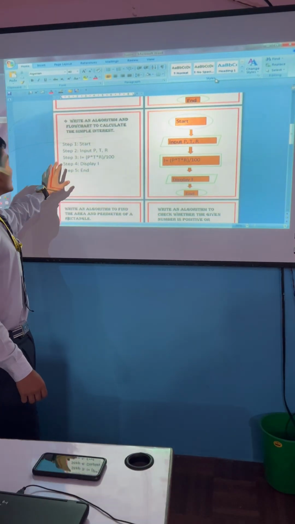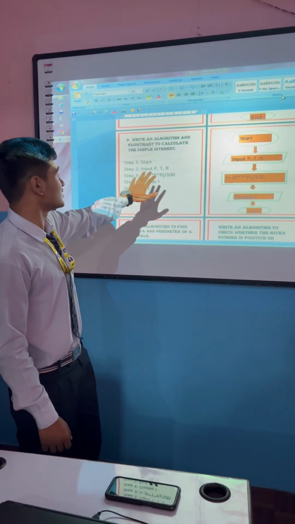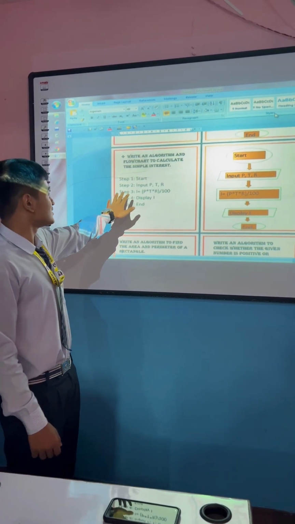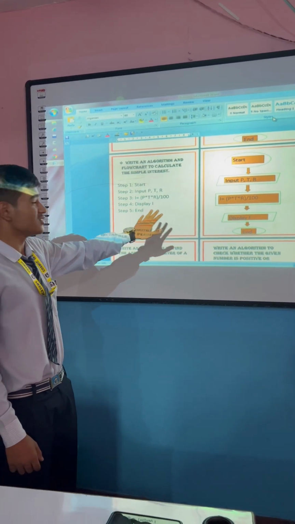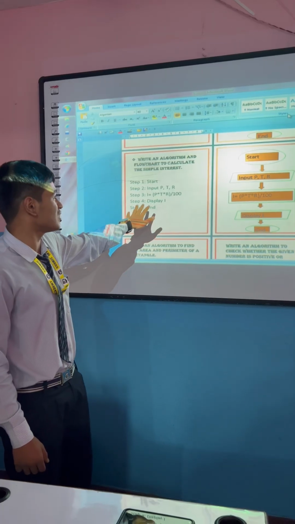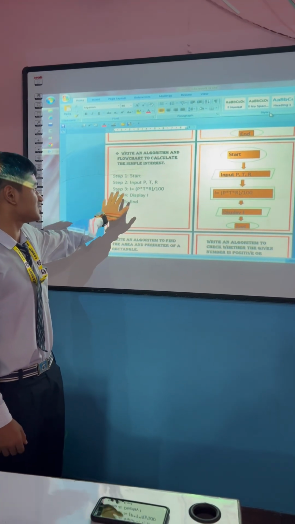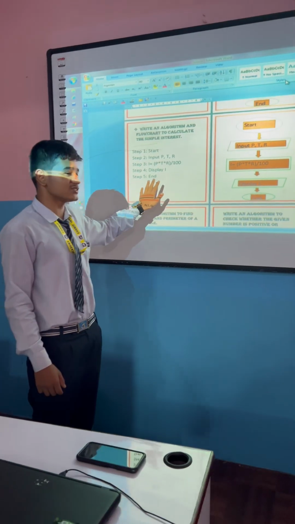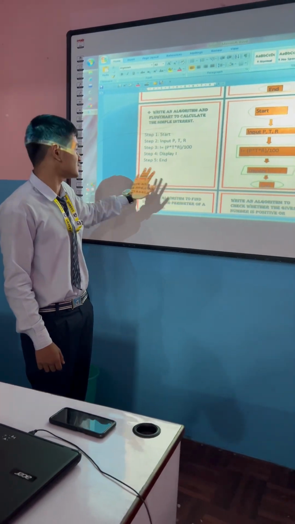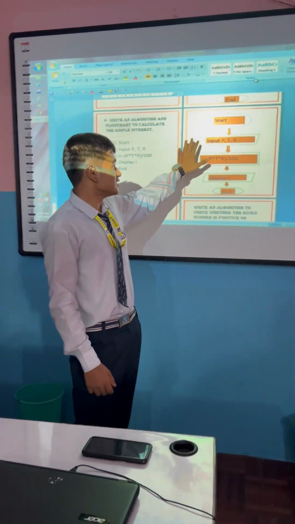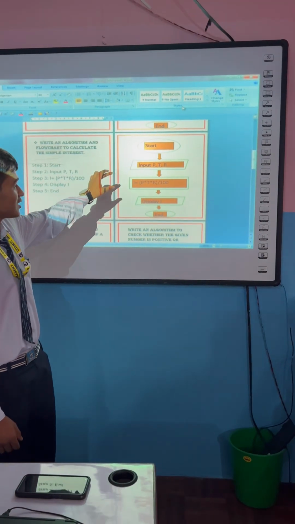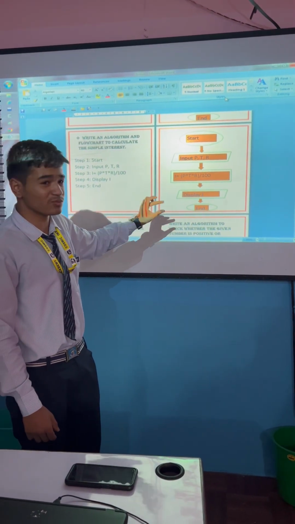And next one, algorithm and flowchart of simple interest. First step start, second step input P, T, R, and step 3 is the formula of simple interest, PTR by 100. And the fourth step display I, because I is denoted as simple interest. Step 5 end. In the flowchart it's the same thing: oval, parallelogram, rectangle, parallelogram, oval.